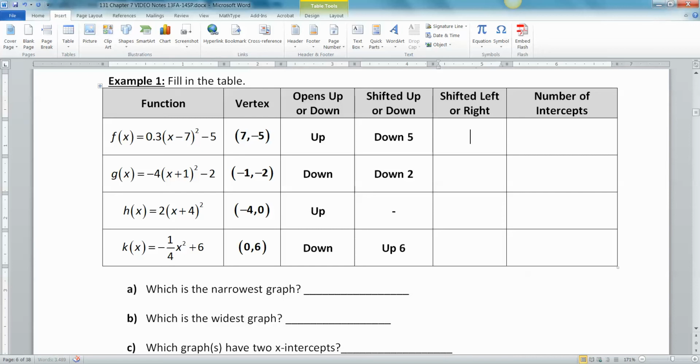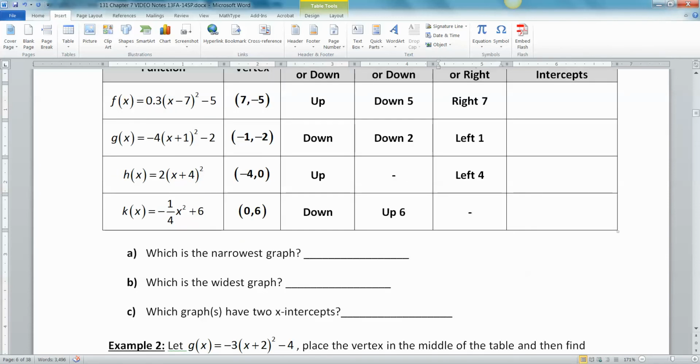All right, now what about left or right? Well, it helps if you've already figured out your vertex because your vertex will help you figure this out. You say, okay, it's moving to the right 7 because H is +7. So right 7. This one's left 1. If you just figure out your H correctly the first time, you're set. This one's left 4. And this one isn't left or right at all because there's no plus or minus inside the parentheses there. So it's neither.